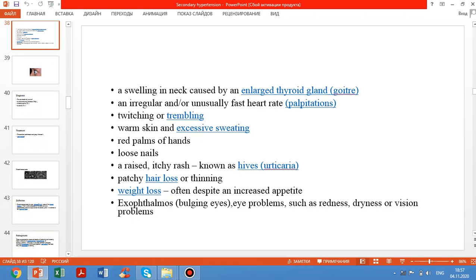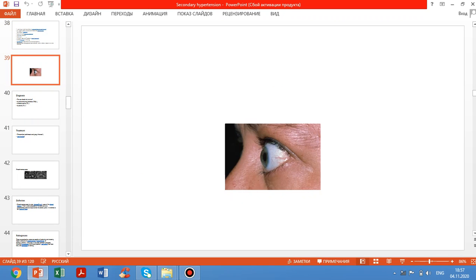weight loss, often despite increased appetite, exophthalmos, bulging eyes, eye problems such as redness, dryness, or vision problems. This is the eye condition known as exophthalmos.